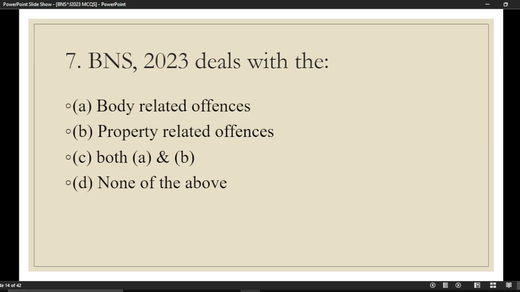So if we talk about the Bharatiya Nyaya Sanhita, it deals with the body related as well as the property related offences. There are some offences, for example, murder, culpable homicide. These are body related offenses. And if we talk about theft, extortion, robbery, these are the offenses which relate to the property.